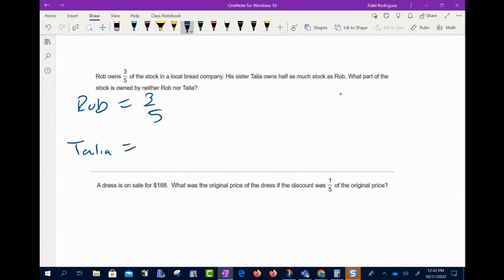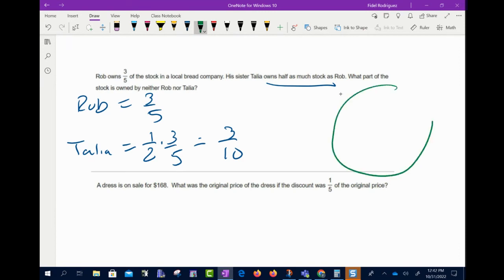His sister Talia owns half as much as he does. So look, we're going to take half of 3/5. That's going to be 3/10, okay? So y'all, I'm going to show you all this visually, because this problem, you can probably even show this to like a 4th or 5th grader. So look, y'all, this is how I would kind of illustrate this problem.